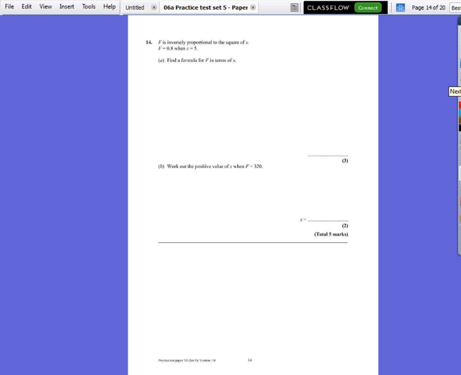Question 14. F is inversely proportional to the square of x. When f is 0.8, x is 5. Find a formula for f in terms of x. So f is proportional to the inverse of x squared. So that's how we want to start off. We then want to find out the constant of proportionality, so we put k in. We then add values for f and x, so we could put 0.8 equals k over 5 squared.